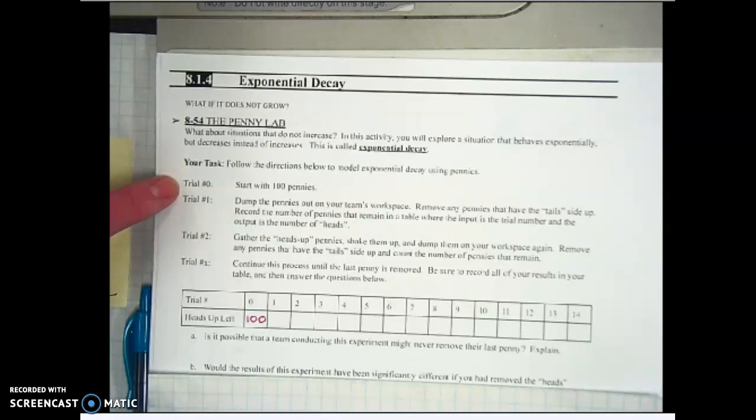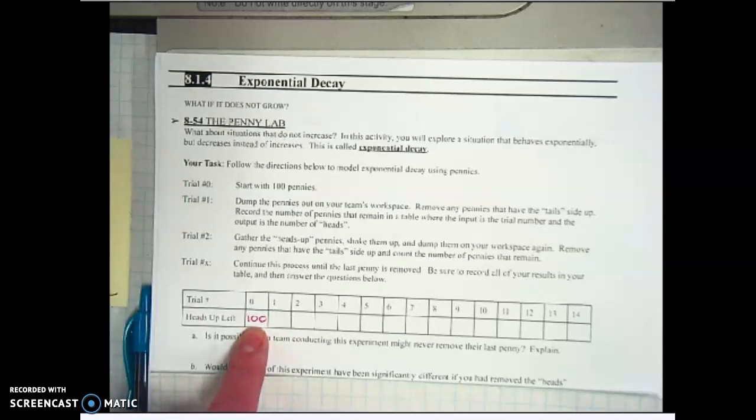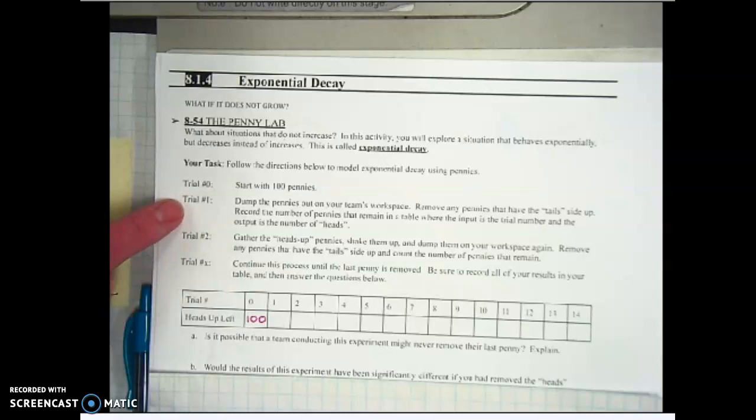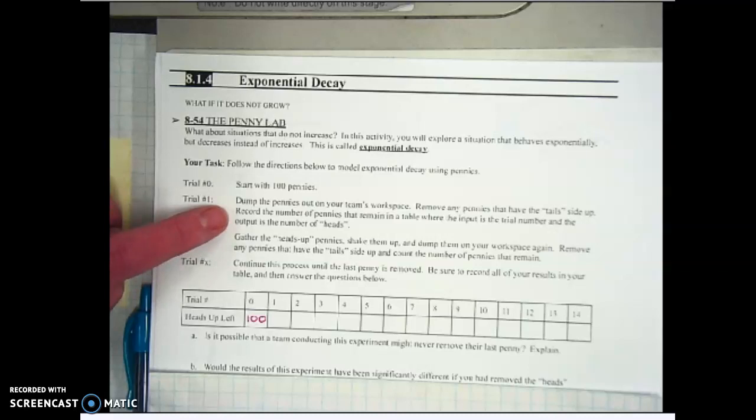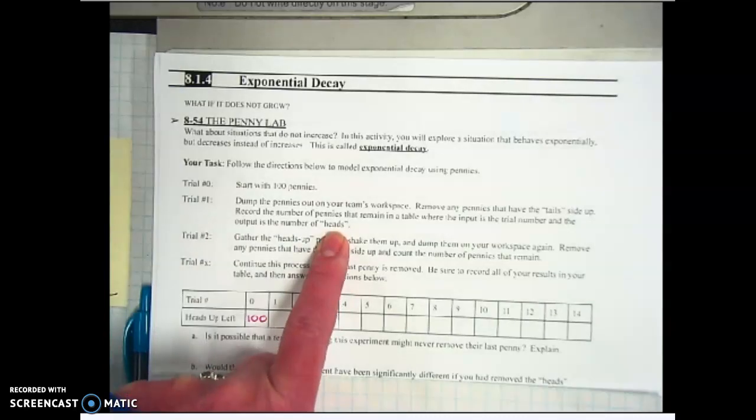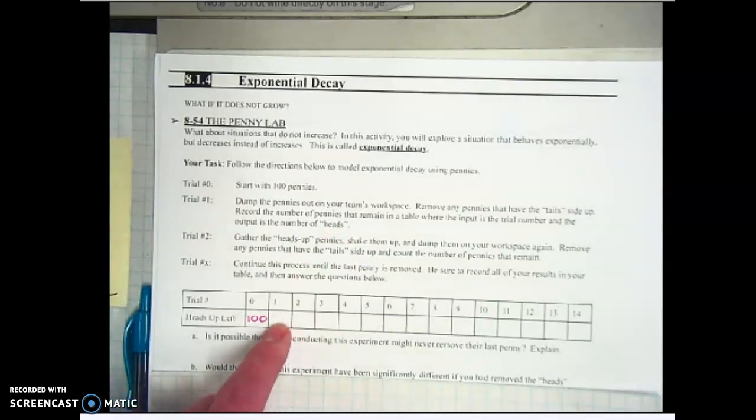So trial 0, you're going to start with 100 pennies. So go ahead and fill in 100 right here. Trial number 2, you're going to dump the pennies on your team's workspace. Remove any pennies that have the tails side up. Then you're going to record the number of pennies that remain in a table where the input is the trial number and the output is the number of heads. So you're going to count how many heads you have, and that's going to become your number right here. You're going to keep the tails off to the side.